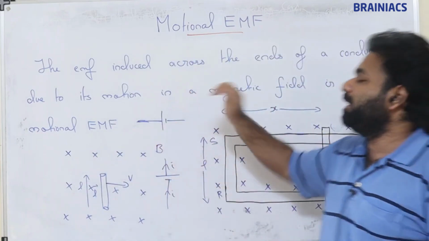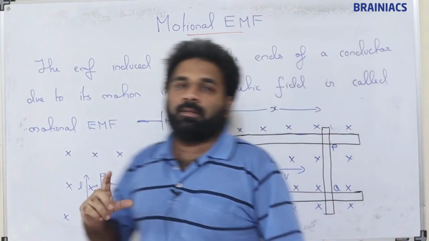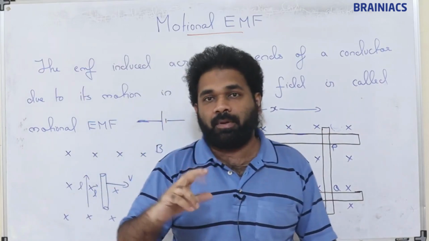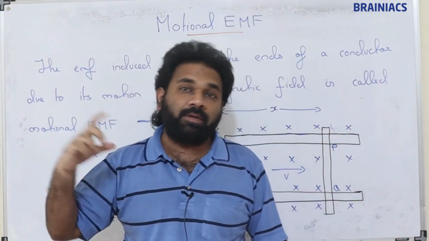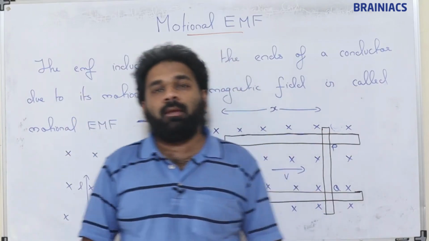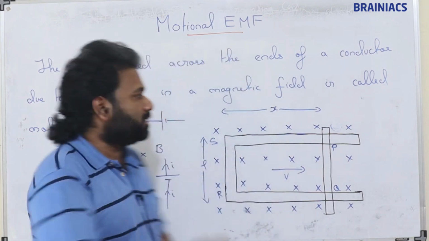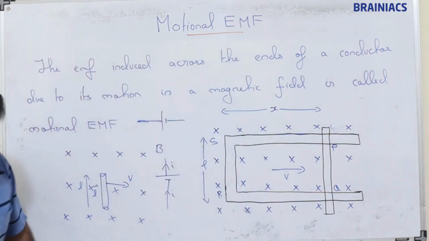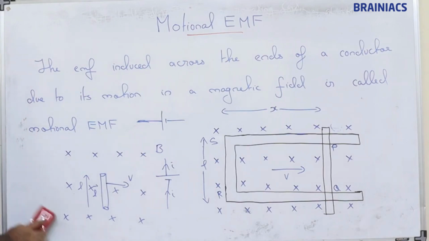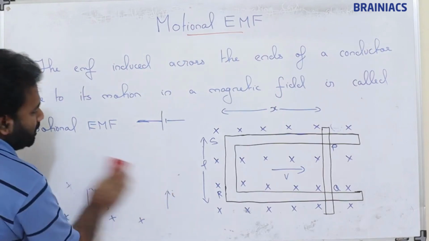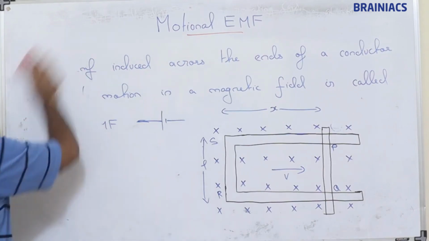So motional EMF is the EMF that will happen across a conductor when it is moving in a magnetic field. This is the introduction about the topic. Now we will derive how to find this motional EMF.